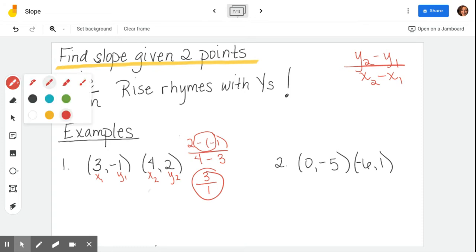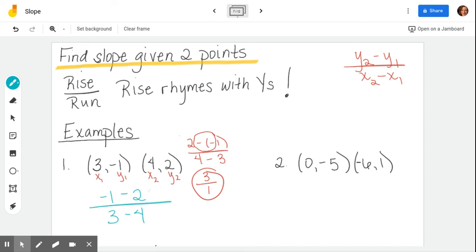A couple of years ago, I had a teacher show me this. She stands her points up like this. She rotates them. When she rotates like that, the -1 goes on top, the 3 goes on bottom. She rotates the next one, 2 goes on top, 4 goes on bottom. Make it a fraction, put minus in between. And then she works out that subtraction. So she would have gotten -3 over -1, but those negatives cancel.